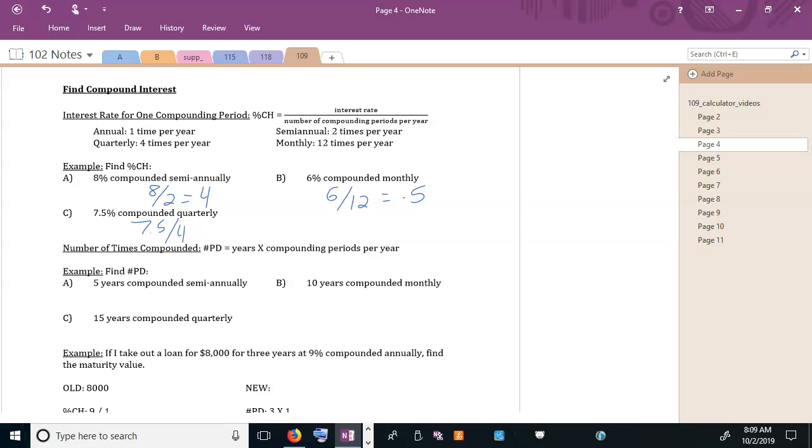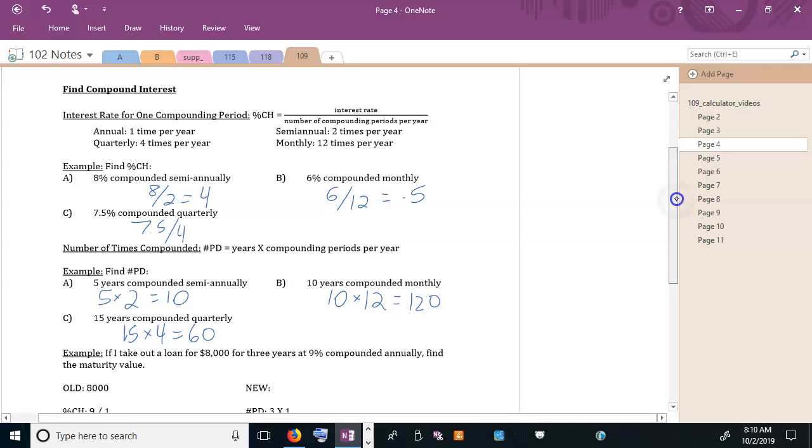The second one is #PD. This is the number of times it will compound. So we're going to take the number of years times the number of compounding periods. If I've got 5 years compounded semi-annually, I'm going to take 5, and semi-annually is twice, so I get 10. 10 years compounded monthly, I take the years. Monthly means 12 times, so I get 120. And then 15 years compounded quarterly, I'm going to take 15 times 4, and I get 60. So those are values that we will have to find as we go through our problems.